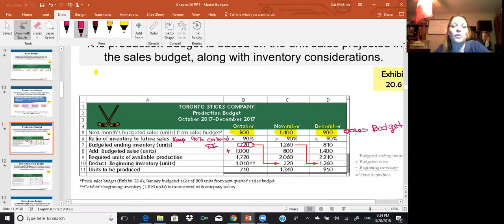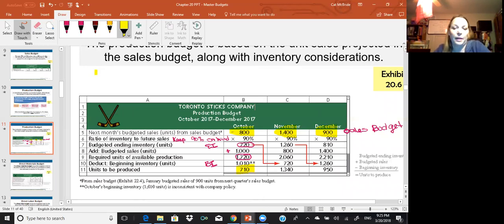Plus, I need 1,000 units for the next month's sales. So I have to make a total for this month's sales. These are one month forward. So for this month's sales, I need 1,000 units. So I'm looking for a total of 1,720 units. I already have in beginning inventory from the previous period 1,010. So that means that I need to produce 710 units.